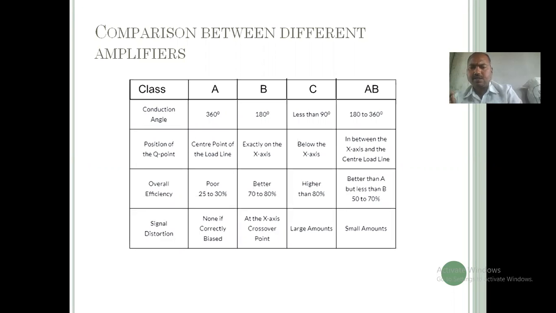In the case of Class AB, the operating period is greater than 180 and less than 360, about 270. We have considered 270. Only a 90-degree period has the biasing voltage applied, so it has a smaller amount of noise or distortion added.